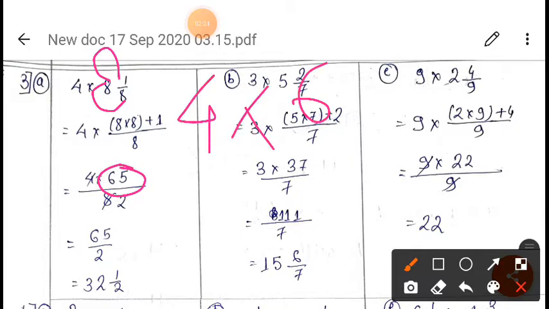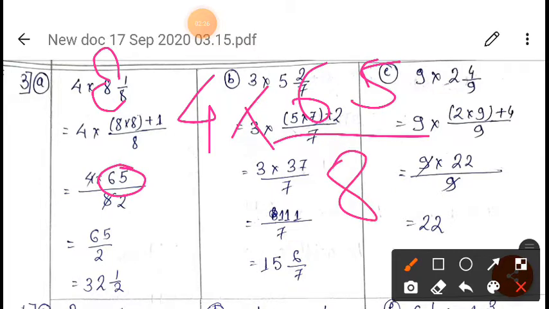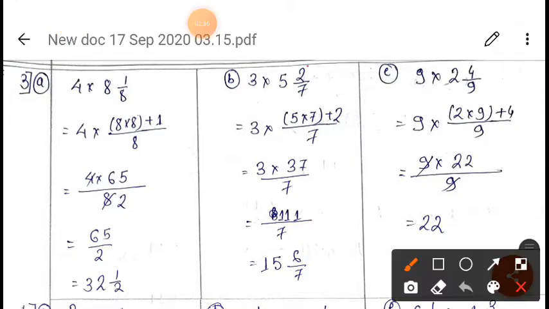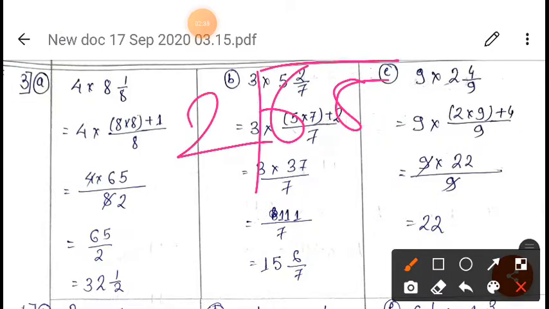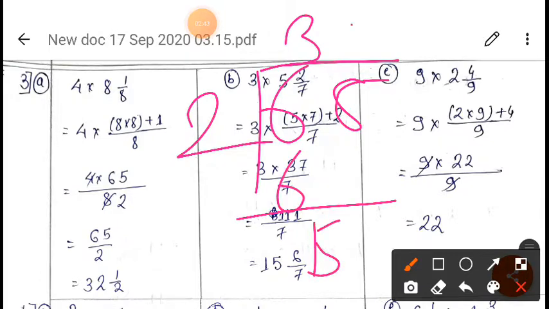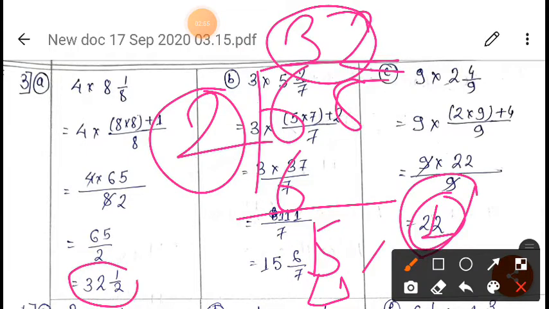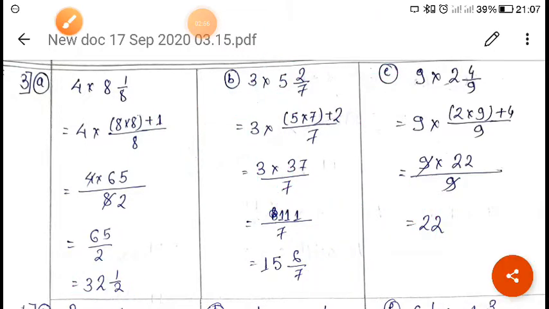4 into 65 by 8. After that, 4 ones are 4, 4 twos are 8. So it will be 65 by 2. Now when we divide 65 by 2, 2 threes are 6, 5 will be left here, 2 twos are 4, and we will get 1 as remainder. So we write 32, first this, after that the remainder, and after that this. So 32 1 by 2 we can express like this. I hope you have understood this, right?